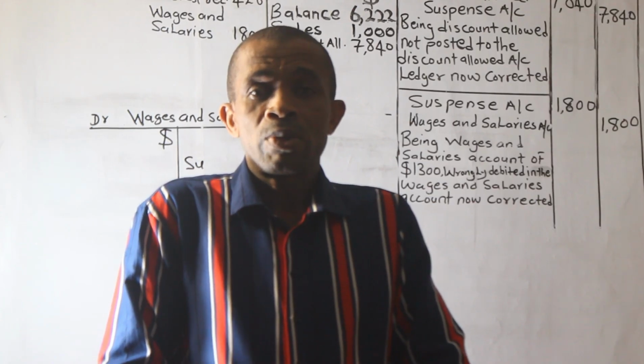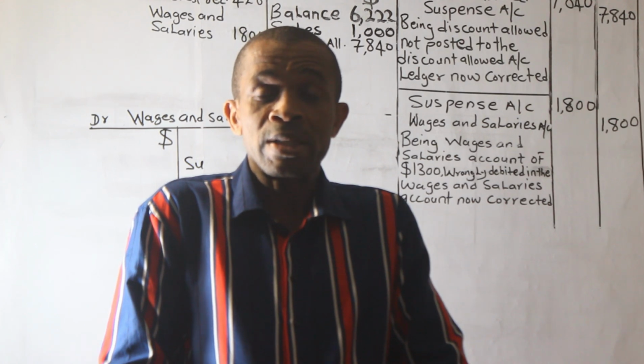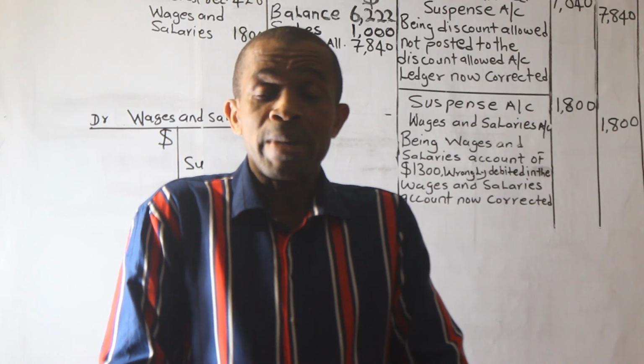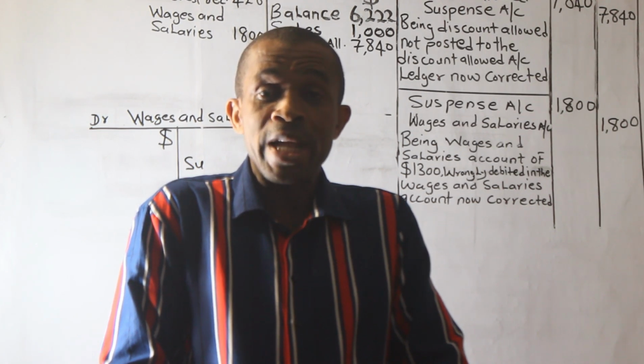Now, wages and salaries of $1,300 has been correctly entered in the cash book but was mistakenly entered in the wages and salaries account as $3,100. The difference is $1,800. That is $3,100 minus $1,300. The error actually occurred in the wages and salaries account. That means that the cash book has no problem here.